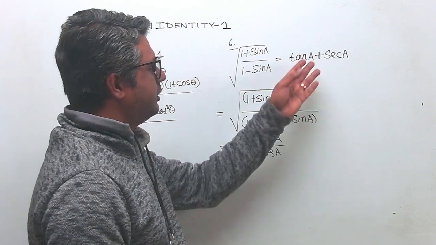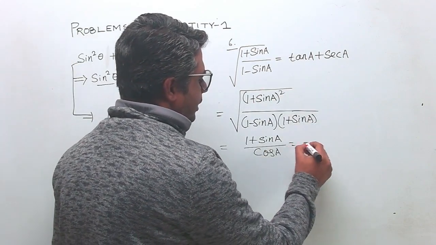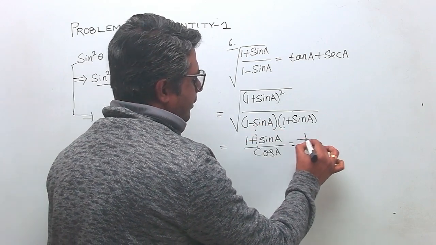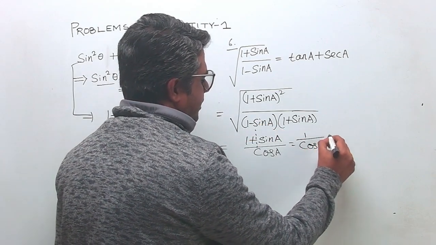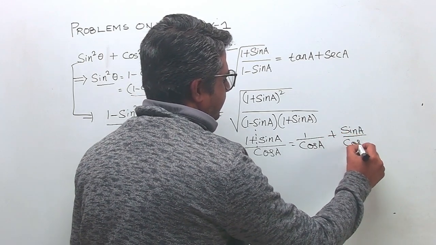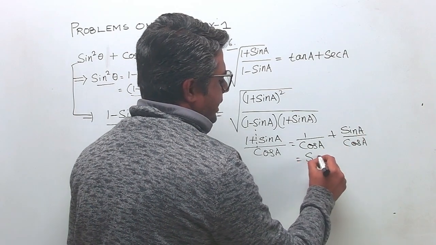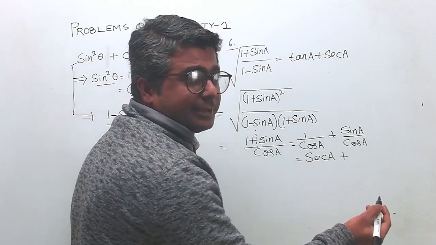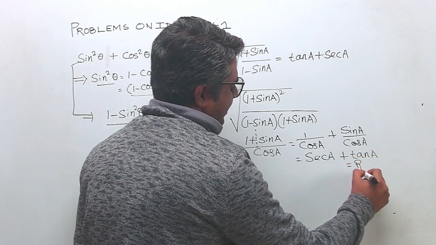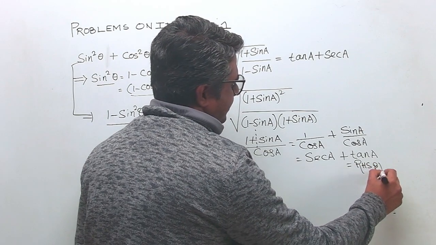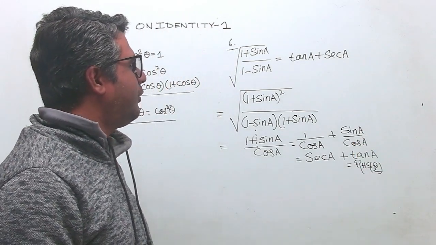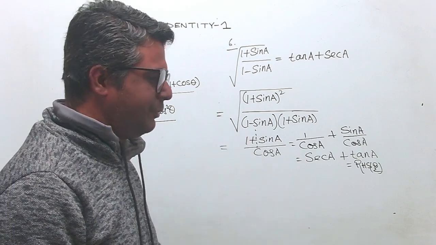Now, you will say, how will this come? Very simple. Split it like this. So 1 by cos A, you can write this, plus sin A by cos A. 1 by cos A is sec A, sin A by cos A is tan A, which is equal to RHS. Proved.